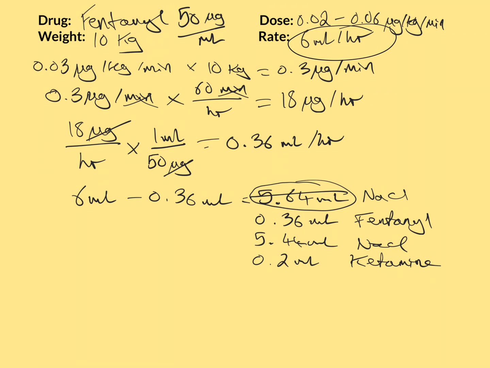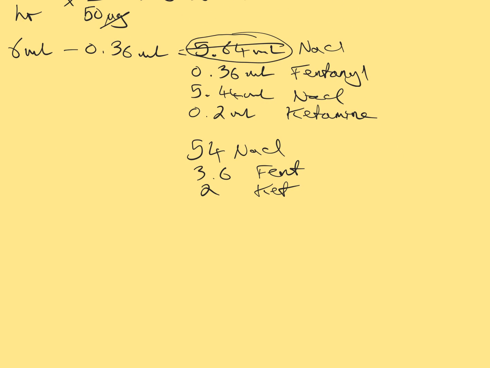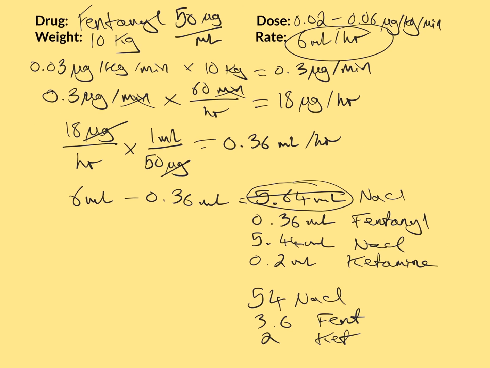So we're just going to multiply everything by 10, and you're going to end up with about 54 saline, 3.6 fentanyl, and 2 of ketamine. Again, there's room for precision, there's room for error here, so don't feel like you have to spend hours trying to get the syringe exactly right, because we're dealing with living systems and it's going to be fairly variable.